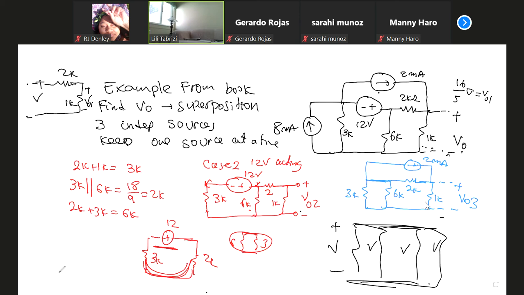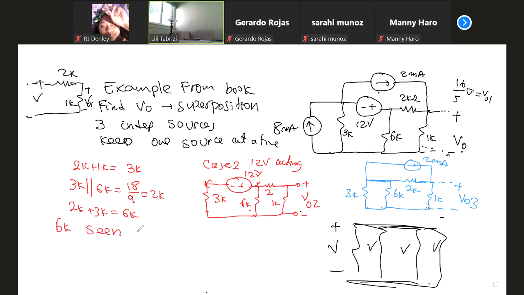Now, this was actually a challenging problem, but it was presented in the early part of your textbook. So I have 6K total resistance, 6K seen by 12 volts. So what's the total current? 12 volts divided by 6K, 2, because of K here, milliamp. 12 volt divided by 6K.